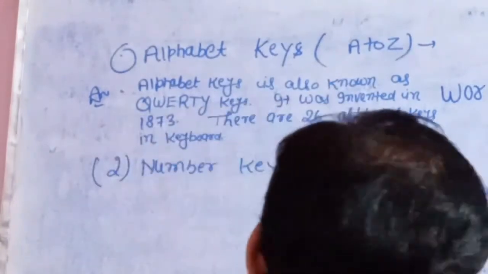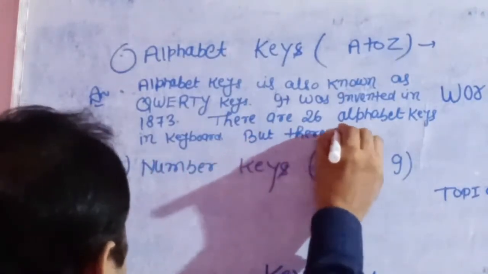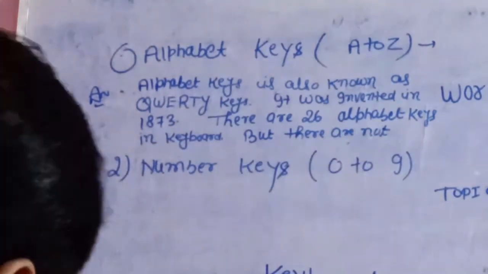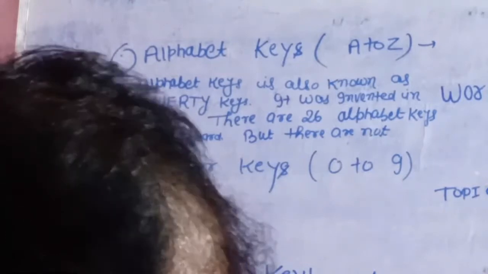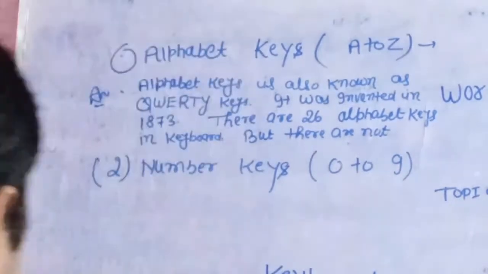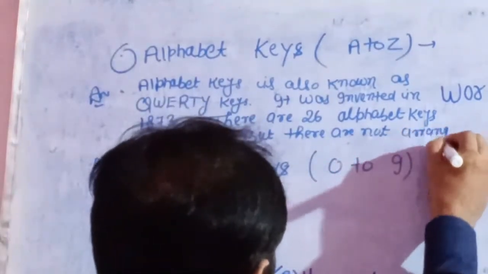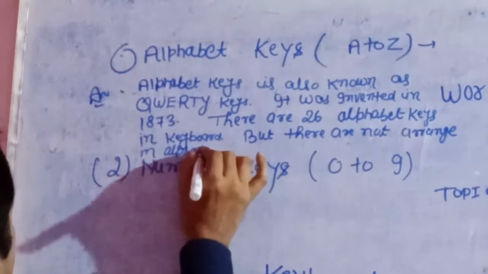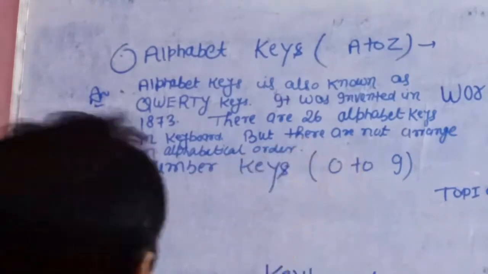But these alphabetical keys, Q, W, E and so on, are not arranged in alphabetical order. This is the alphabet key. I hope every student understands.